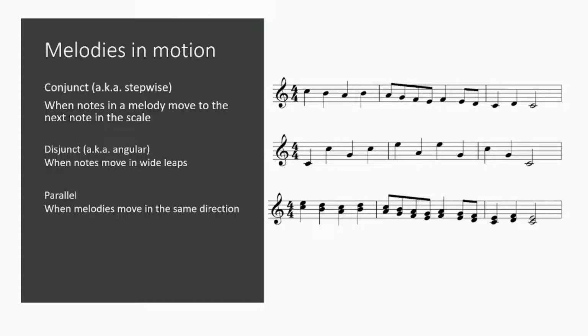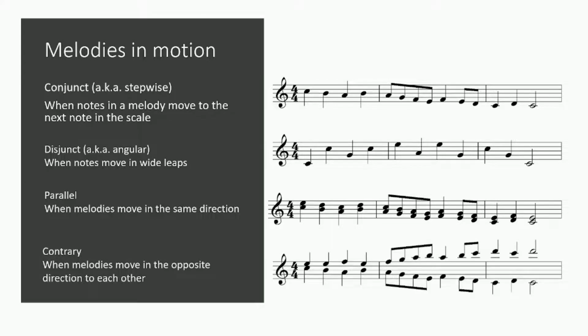Then parallel. This is when harmonies come in, really. When more than one melody is played at the same time, if they move in tandem with each other, both moving down at the same time and moving up at the same time, that's called parallel. Well, when melodies move in the same direction. And finally, contrary, the opposite to parallel, when melodies move in the opposite direction to each other.